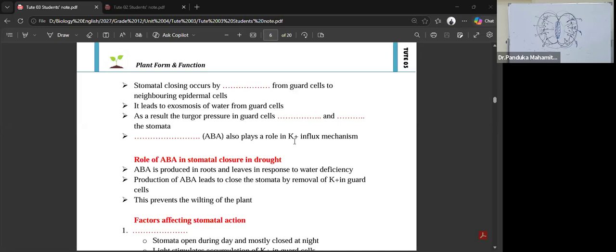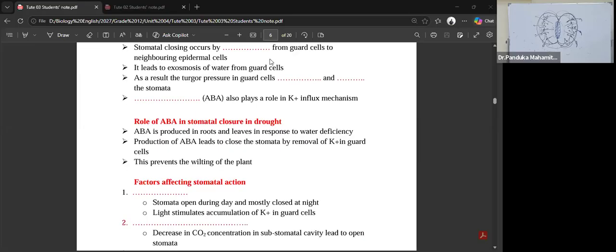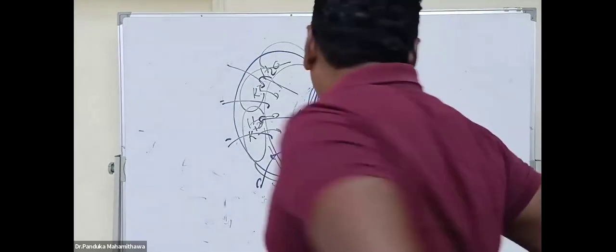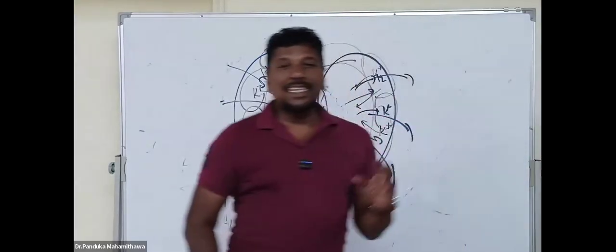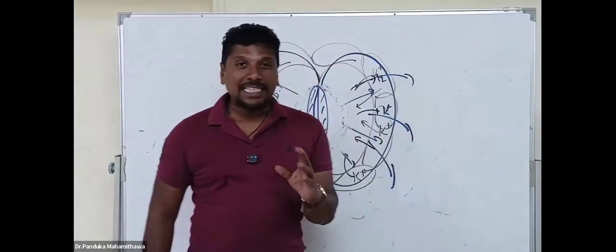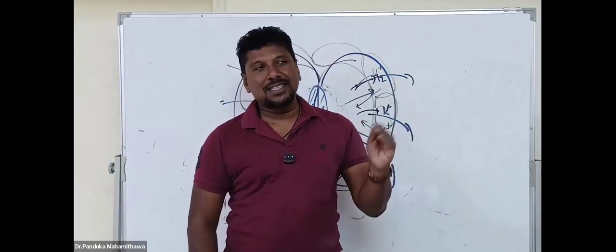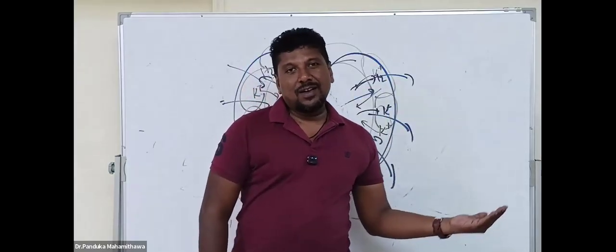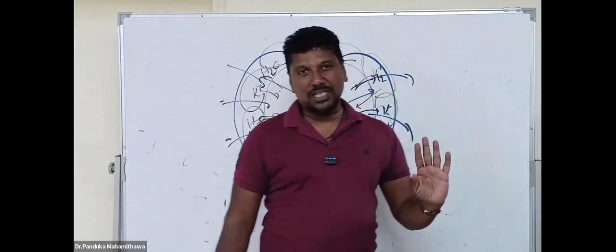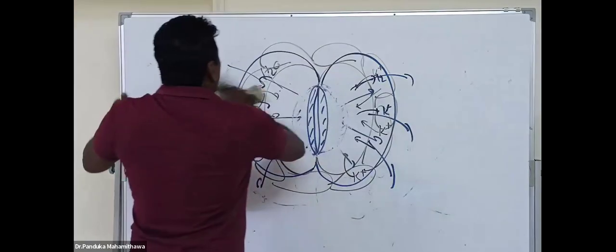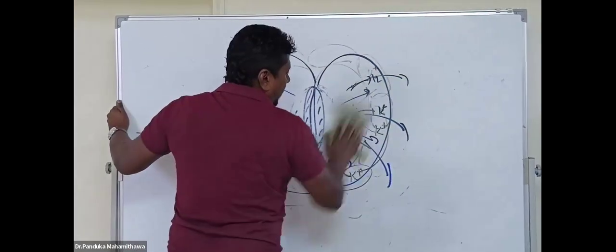And there is another thing called abscisic acid. I'll explain it now. Look at this. The basic mechanism of opening and closing the stomata is mainly the potassium influx followed by the influx of water by osmosis. Now you are crystal clear about that. Okay, now there is another small thing.